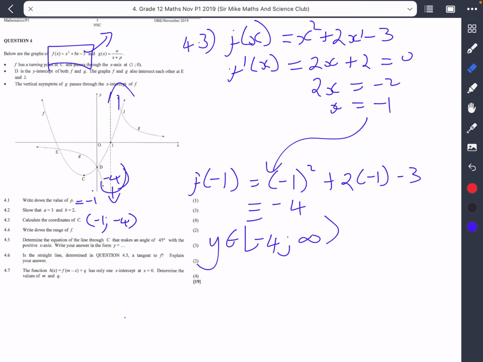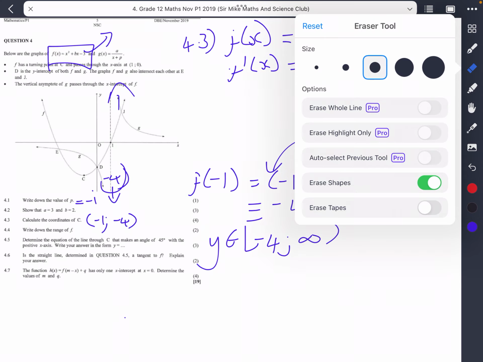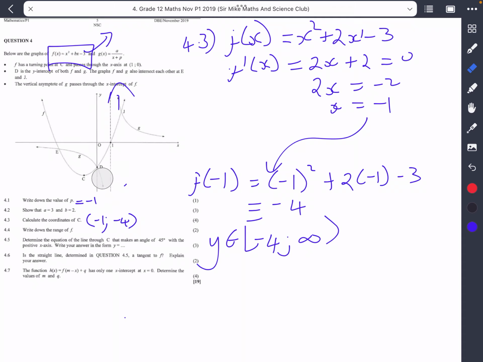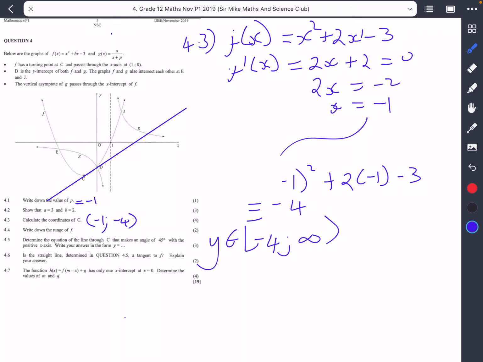Just take a smaller one so that I don't erase everything. So in this case, what you would do is pretty much simple. Now we know that the line passes through that point C, right? So in this case, what we have would be something like that. But we know that whatever graph we're going to have there must pass through that point C, right?